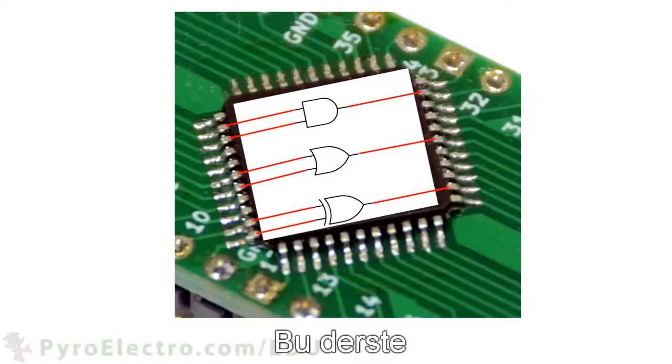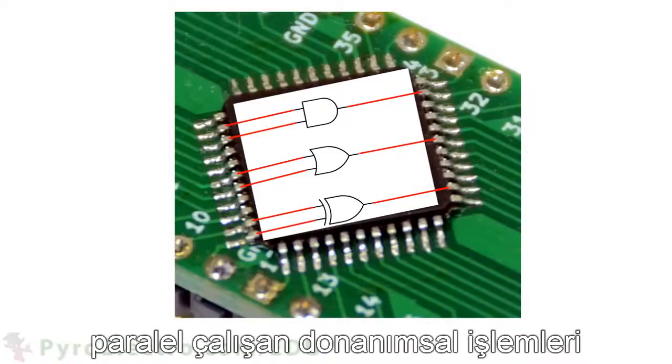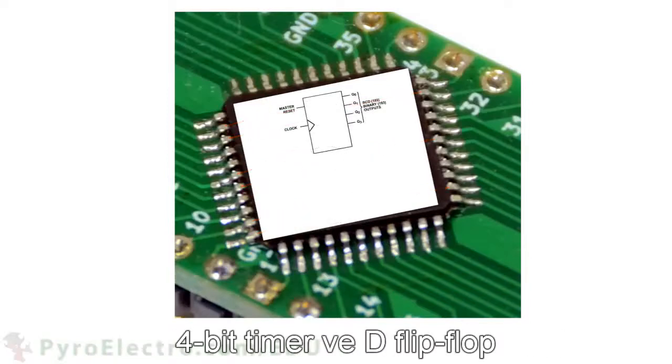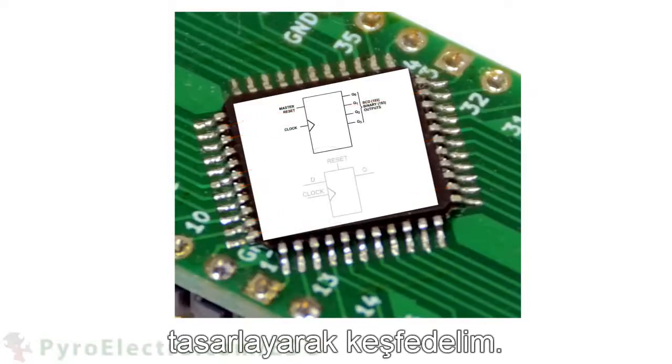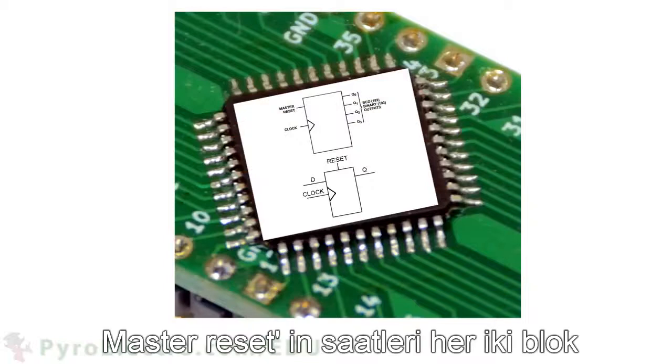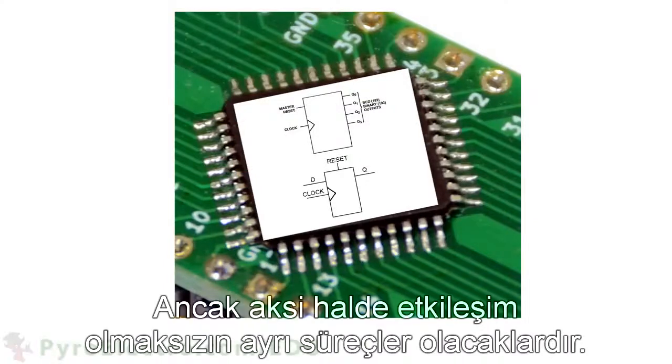In this lesson, let's explore this idea of hardware operating in parallel by designing a 4-bit timer and a typical D flip-flop. The master reset and clock will be shared by both blocks, but otherwise they will be separate processes with no interaction.